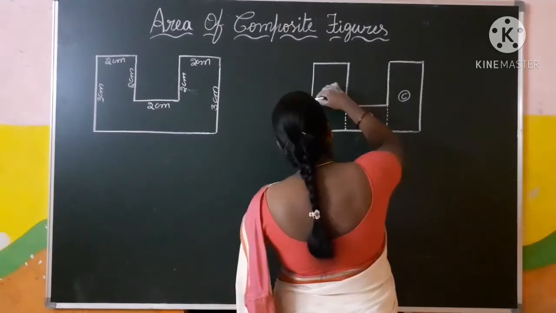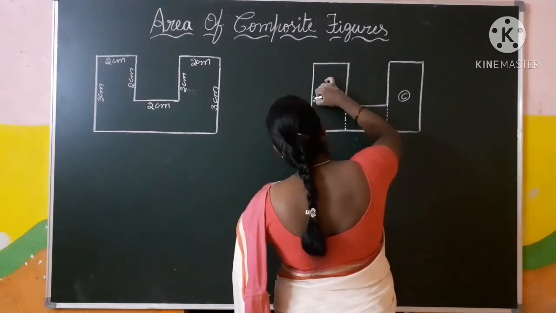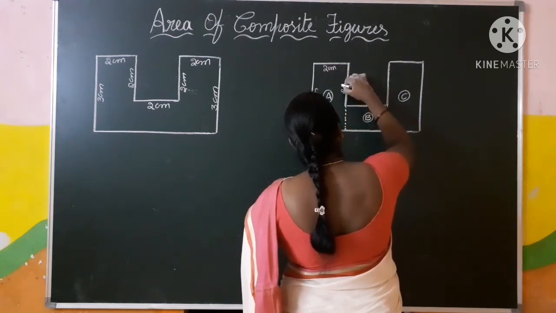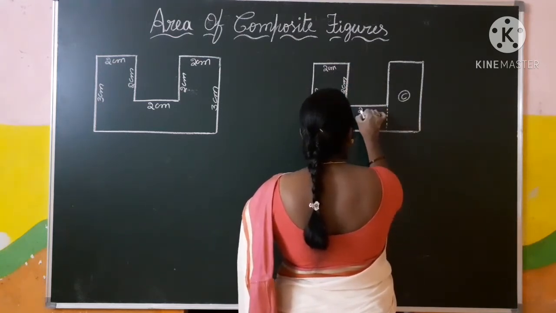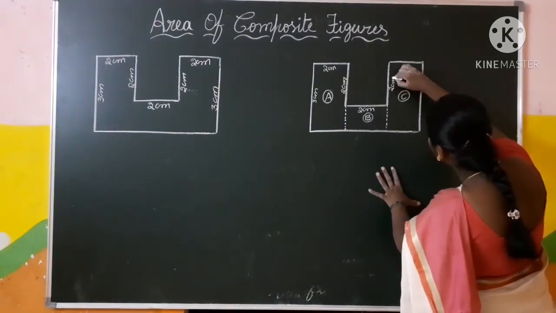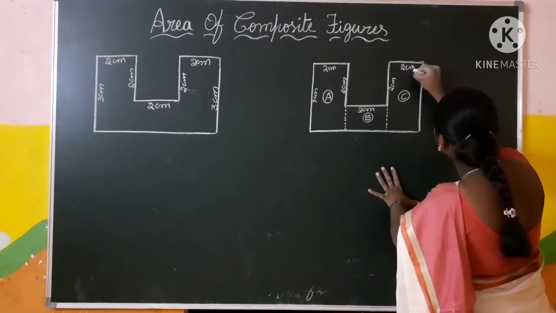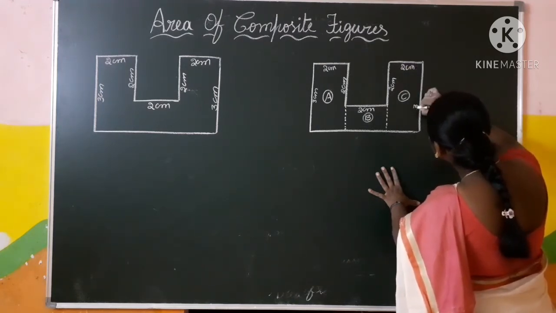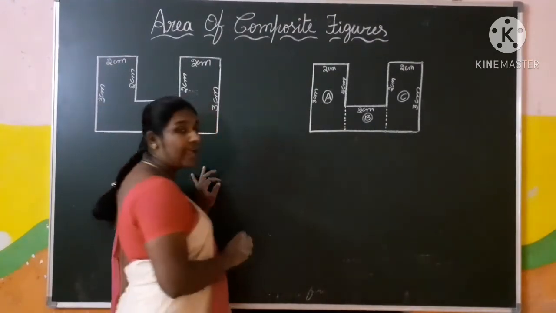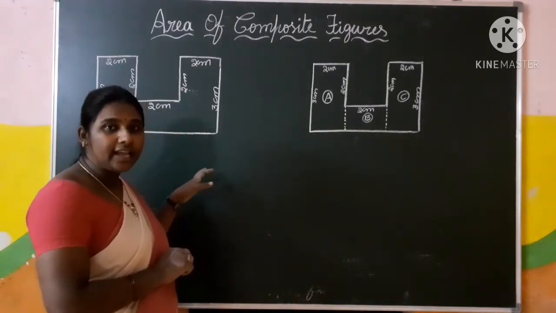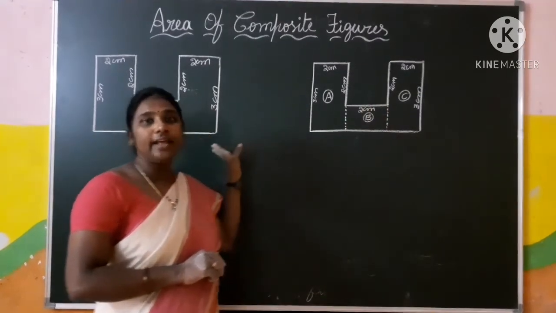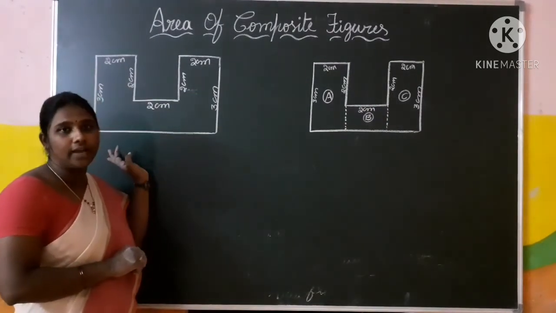Here the measurements are already given. This is 3 centimeters, this is 2 centimeters, and here it is 2 centimeters. From here to here it is 2 centimeters, 2 centimeters, and it is 3 centimeters. Now we have to find each rectangle's area, and then find the sum of these three. Then we will get the area of this composite figure.